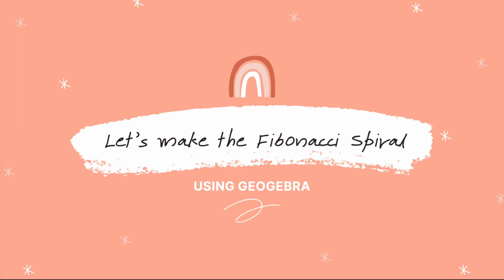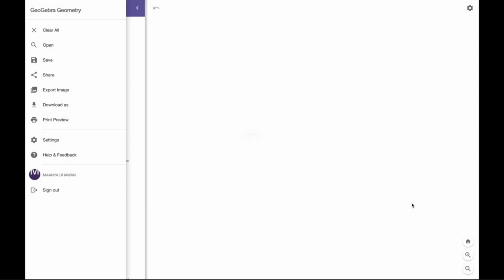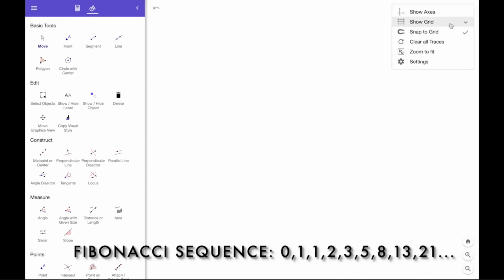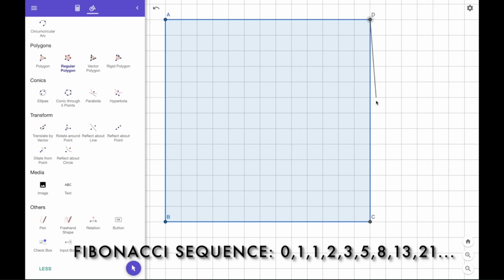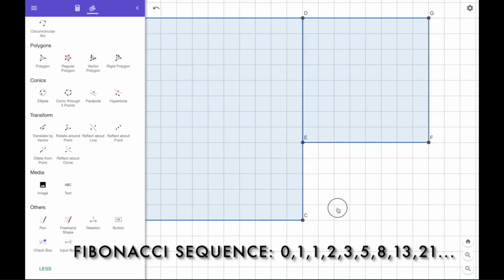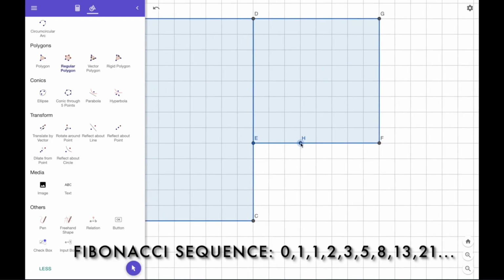Now let's make the Fibonacci spiral using GeoGebra. As we know that the Fibonacci sequence is 0, 1, 1, 2, 3, 5, 8, 13 on to infinity. We'll be making squares of these dimensions in descending order, starting with the square of side 13 square units, then 8 square units, 5 square units, 3 square units, 2 square units and 2 squares of 1 square unit.